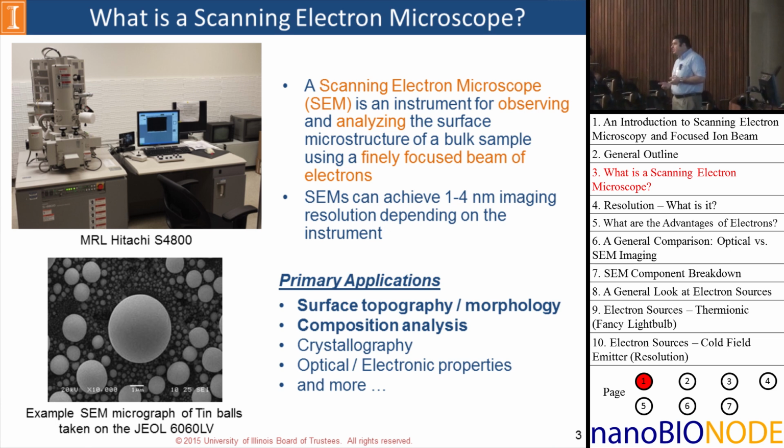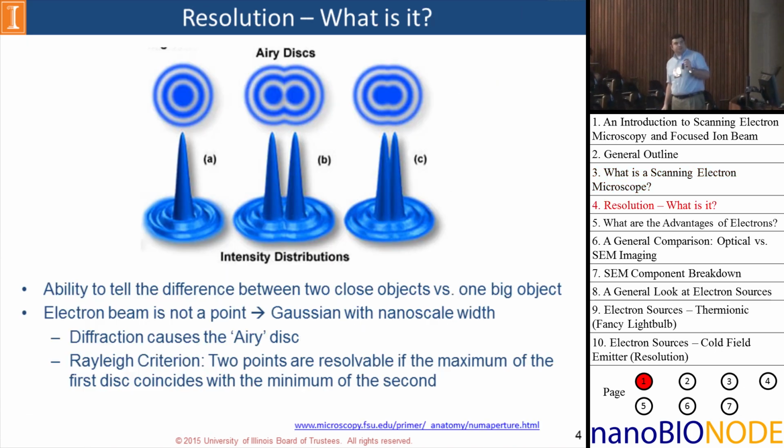The primary applications for SEM are typically topography and morphology of a sample, but compositional analysis is a major component of a SEM. We can also do some crystallography and some optical and electronic property characterization, and there are many, many more. There's tons of techniques. We'll try to focus on the major ones during this talk.